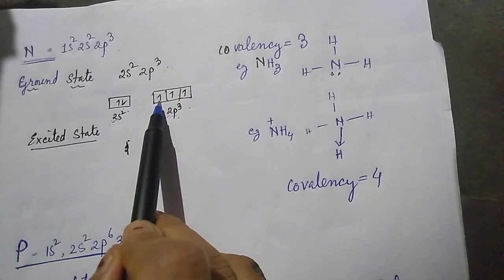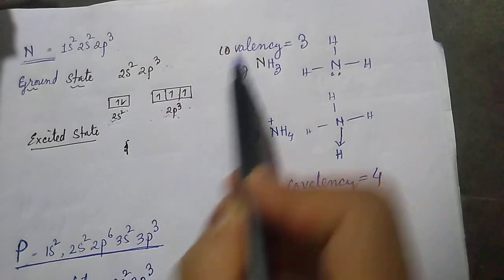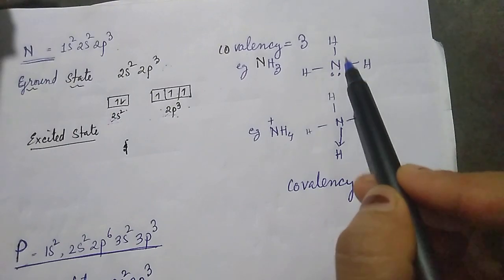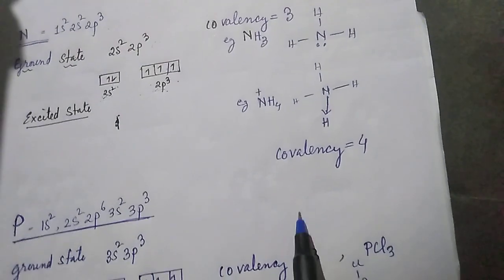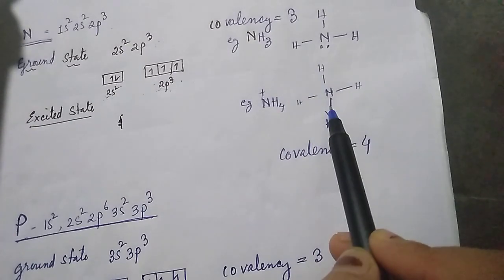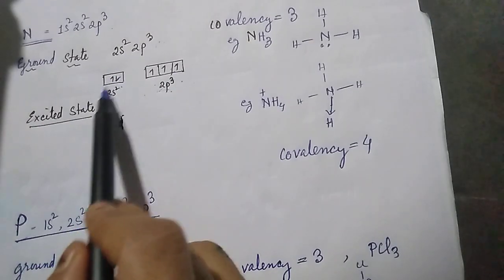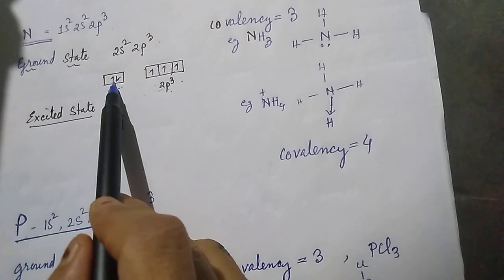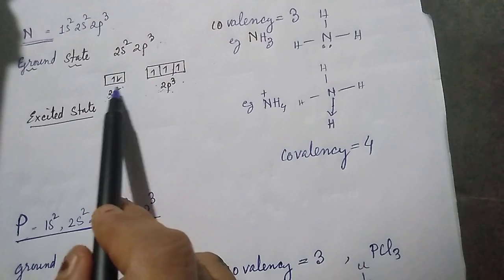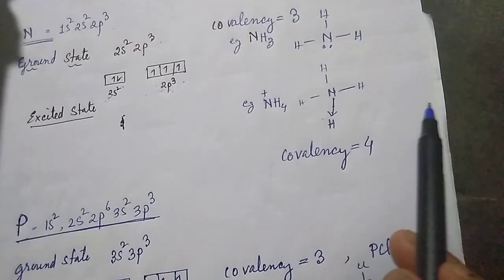So how many unpaired electrons? 3 unpaired electrons. So covalency is 3. So NH3, how many bonds? 1 2 3. But we have also worked with NH4 positive, where nitrogen is able to form 4 bonds. So these 2s electrons are also involved in bonding. So we should understand that.